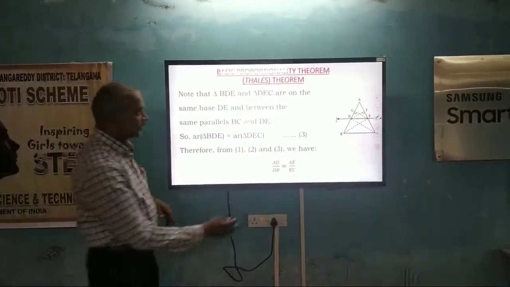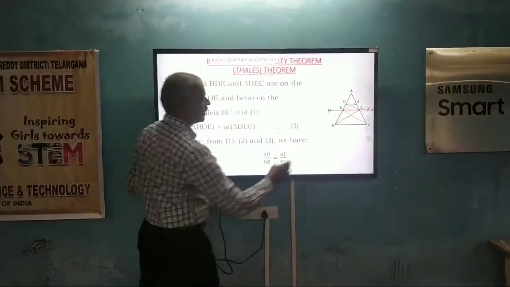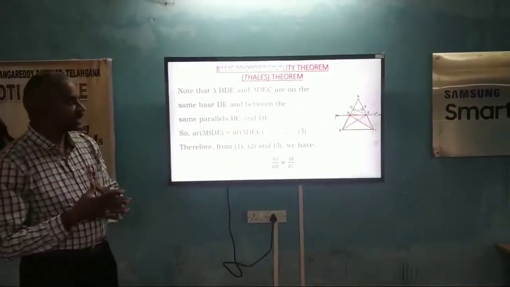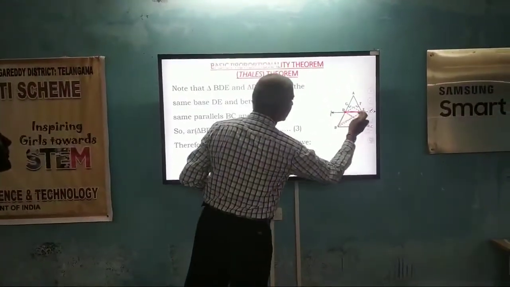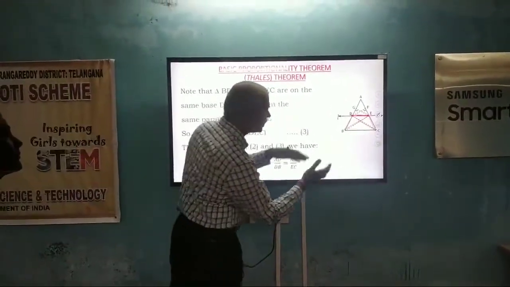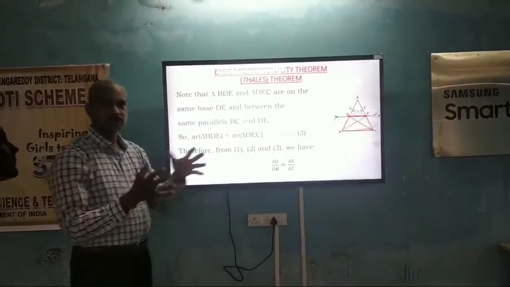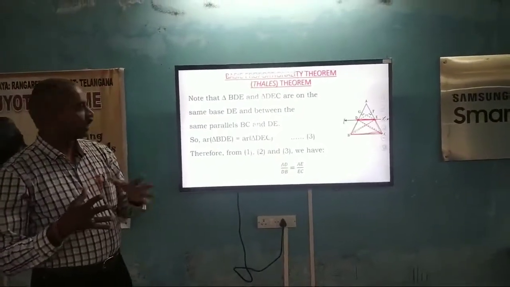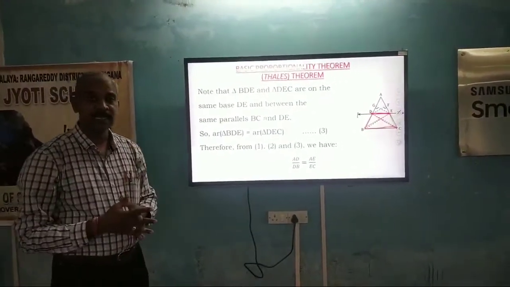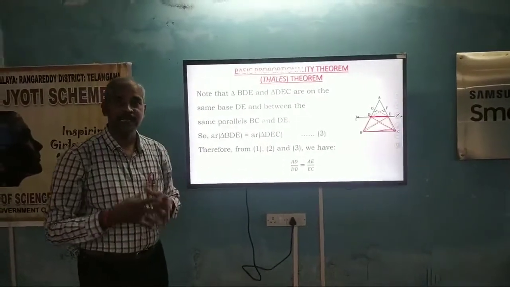Here, BDE triangle and DEC triangle. These two triangles are having the same base DE. And these two triangles lie between the same parallels. Here DE and BC are parallel. So these two triangles have the same base and lie between the same parallels. When two triangles have the same base and are between the same parallels, those two triangles are equal in area.